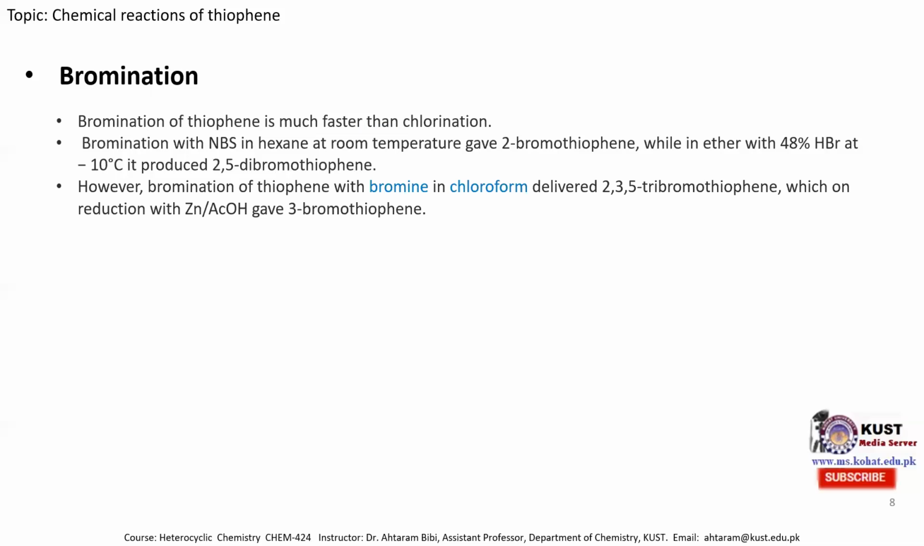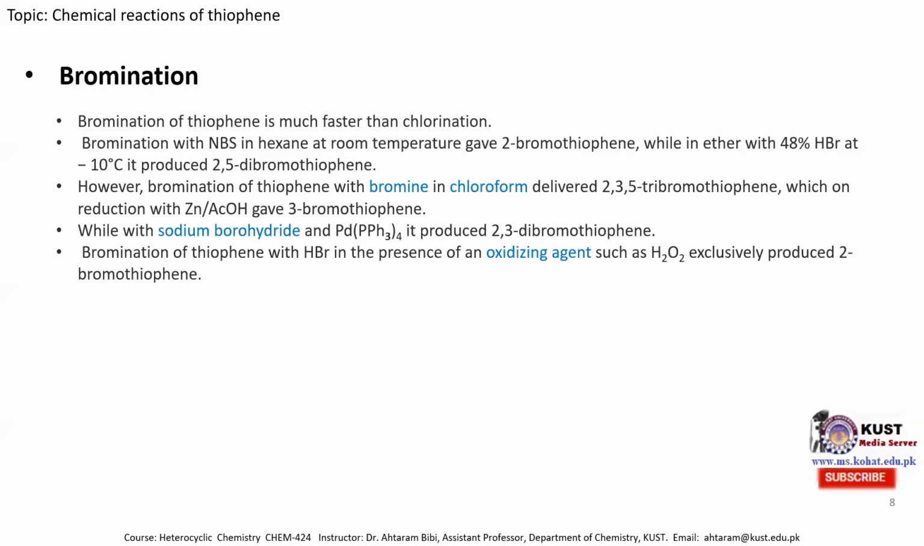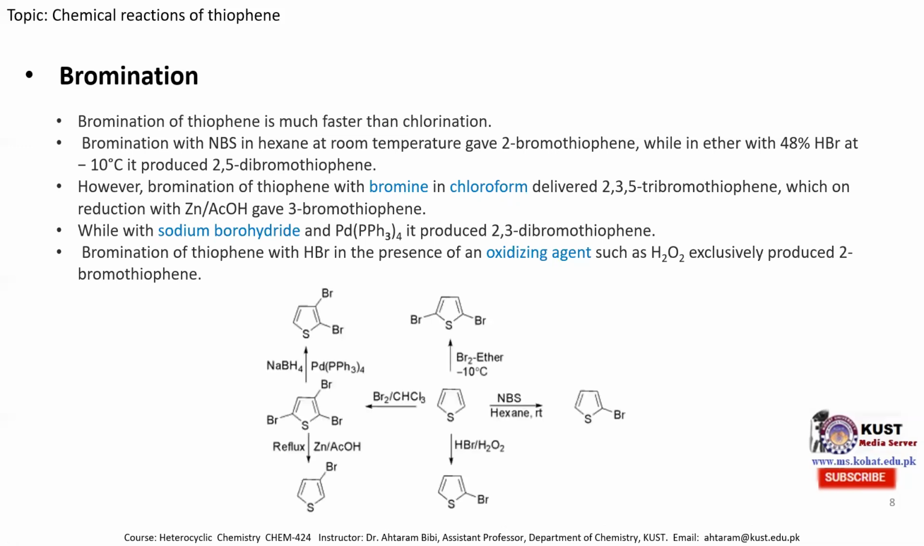However, bromination of thiophene with bromine in chloroform delivers 2,3,5-tribromothiophene, which on reduction with zinc and acetic acid gives 3-bromothiophene. While with sodium borohydride and palladium triphenylphosphine, it produces the 2,3-dibromothiophene molecule. Bromination of thiophene with hydrogen bromide in the presence of an oxidizing agent such as hydrogen peroxide exclusively produces 2-bromothiophene. All these reactions are shown in this figure.